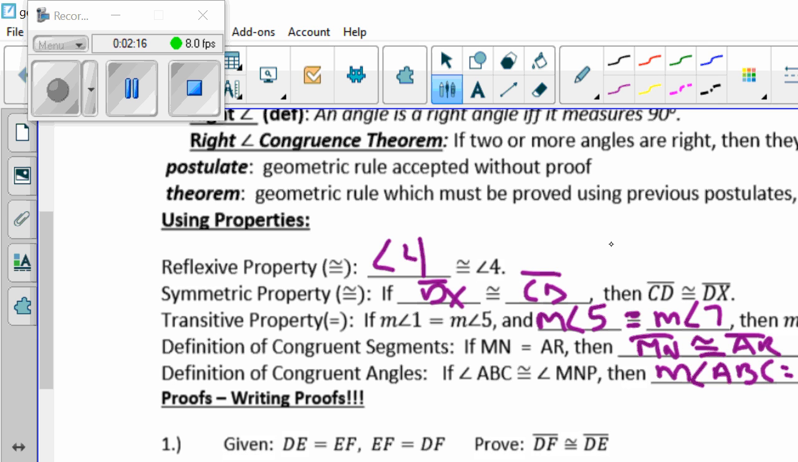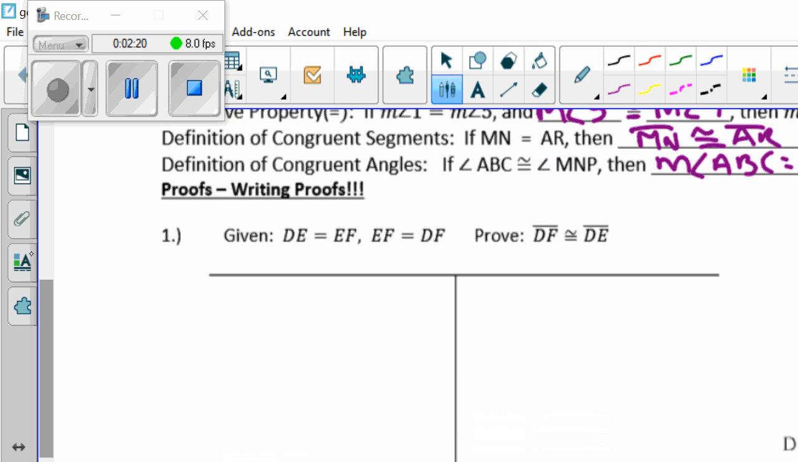All right, so let's get into writing our first geometric proof. So given DE equals EF, right? And I'm going to go ahead and mark that in my picture that they gave to me. So DE and EF are equal, so they both get one tick mark. EF equals DF, so one tick mark. They want me to prove that segment DF is congruent to segment DE.